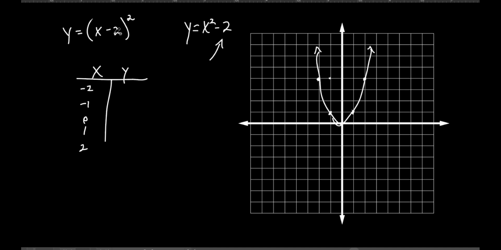Well, we went up and down. What do you think's next? Side to side, left and right. What do you think that's going to do? You think that's going to move it to the left? Do you think it's going to move it to the right? To the right. Because it's going to be a negative.